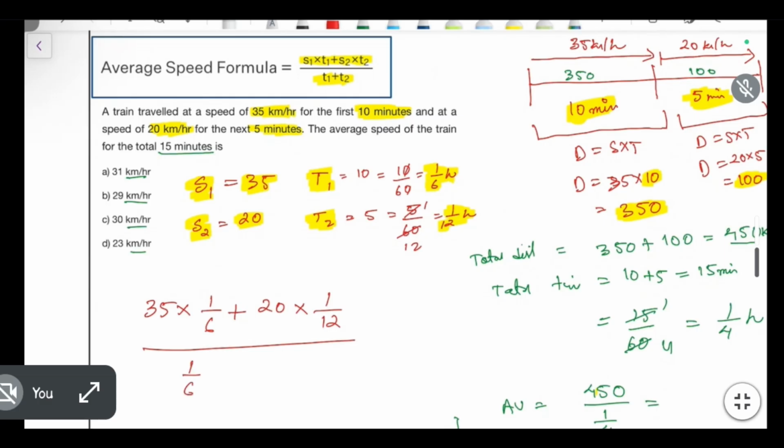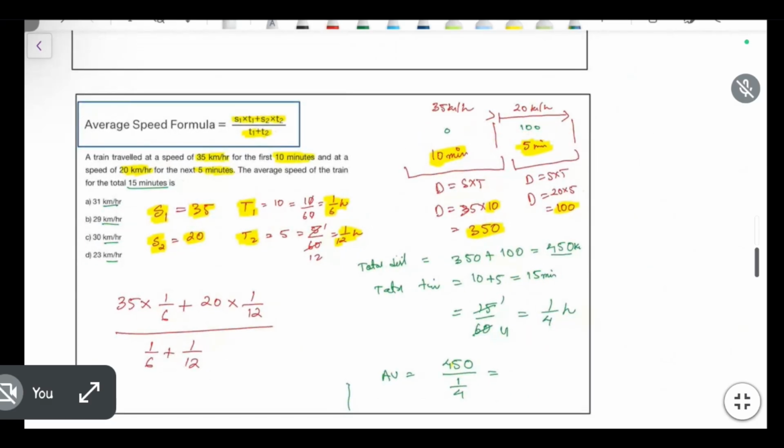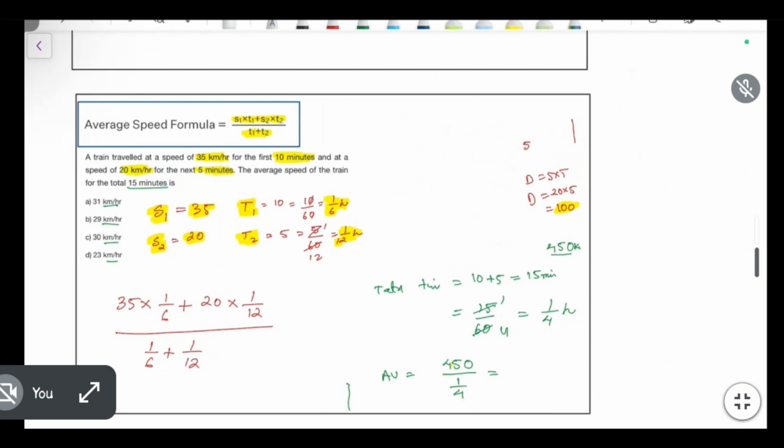Time 1 is 1 by 6 plus time 2 is 1 by 12. That's what we have. I'll just wrap this one. You can try this by yourself, okay? You'll still get the same value, just that I haven't converted up here.